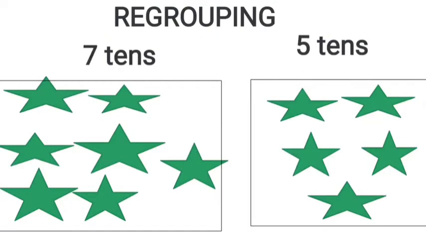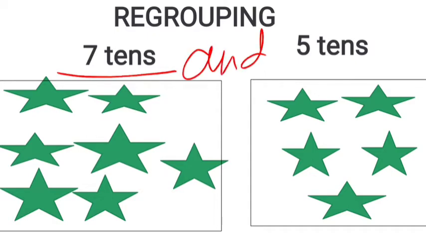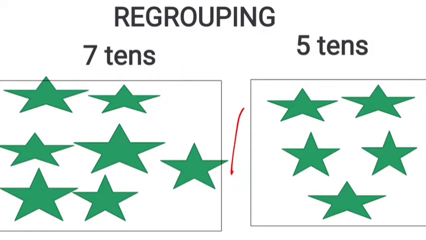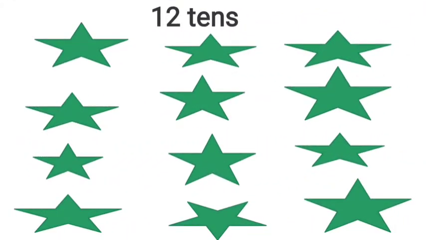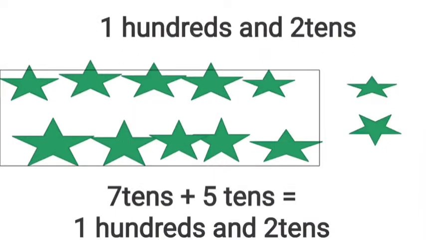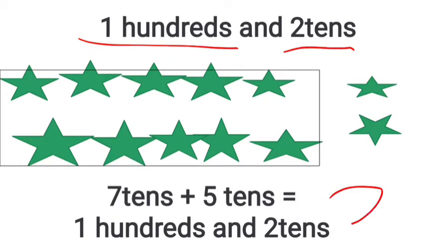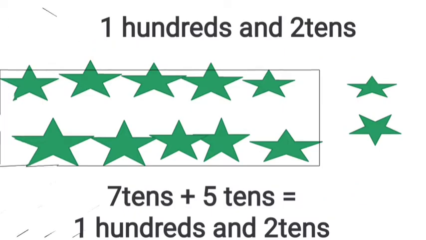Our next topic is regrouping. So let's take an example. This is 7 tens. As you can see here, 7 stars I have represented, and 5 tens. So when we add this, what do we get? We get 12 tens. And when we regroup this, we get 1 hundred and 2 tens. So 7 tens and 5 tens can be regrouped as 1 hundred and 2 tens. Now you have understood regrouping.